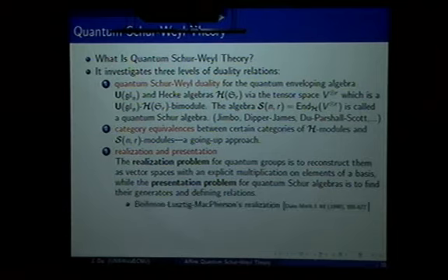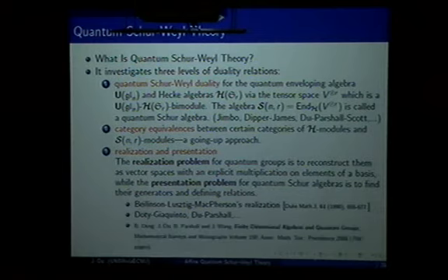So for example, the quantum GL_n realization is the beautiful work of Beilinson, Lusztig and MacPherson, which reconstructed the quantum GL_n through quantum Schur algebras. And we can mention that Doty and Giaquinto attempted to get the presentation for quantum Schur algebras, and we also did some work around this line, etc.